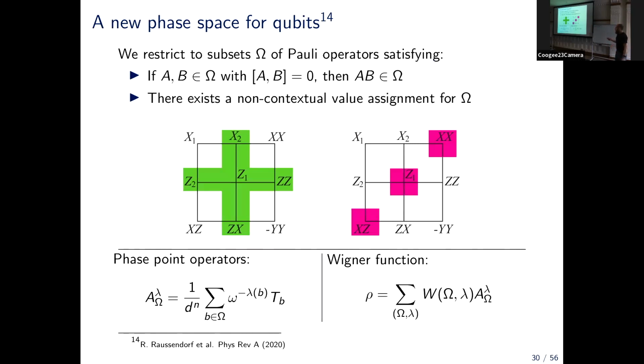So here's another characterization of the vertices. Like I said, in odd dimensions, the standard discrete Wigner function phase point operators are vertices of lambda polytopes. For qubits, these phase point operators I mentioned before, as long as this set omega is inclusion maximal, are also vertices of the lambda polytopes in the qubit case. And these ones also have efficiently computable update rules. And so for qubits, as long as your input state is inside the convex hull of all of these ones, you do have an efficient classical simulation algorithm.